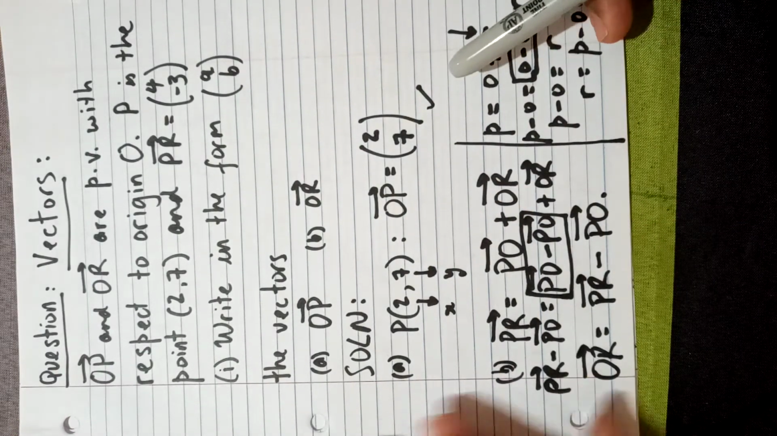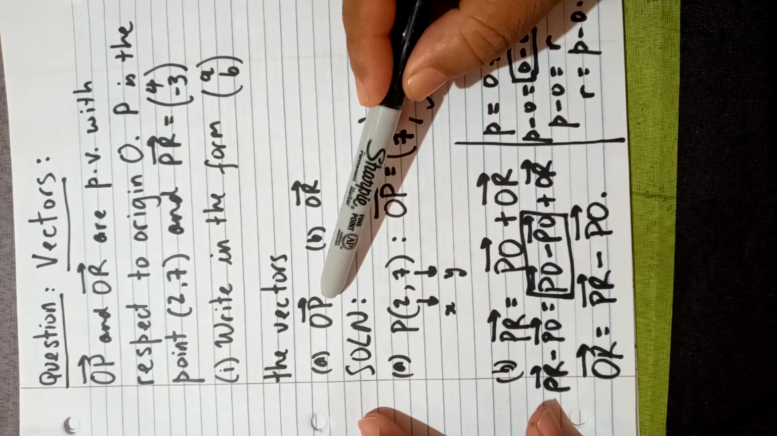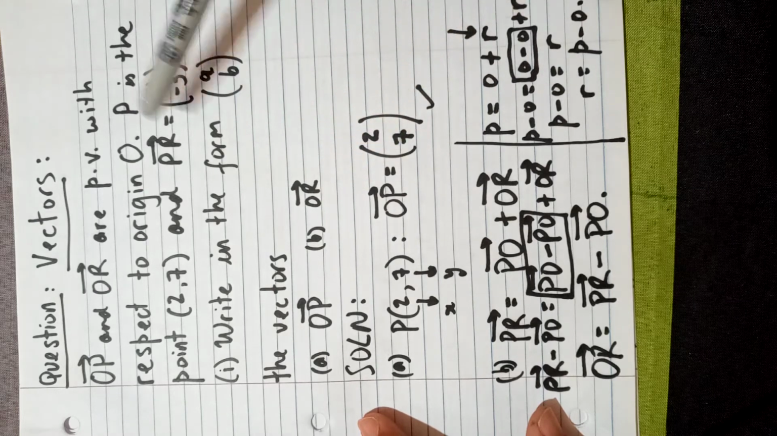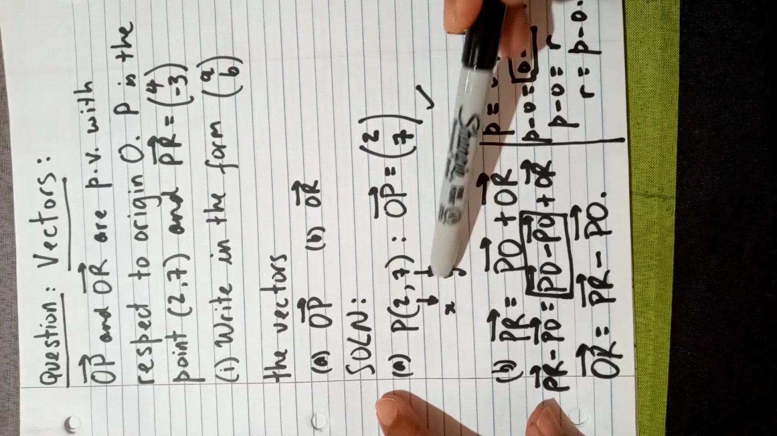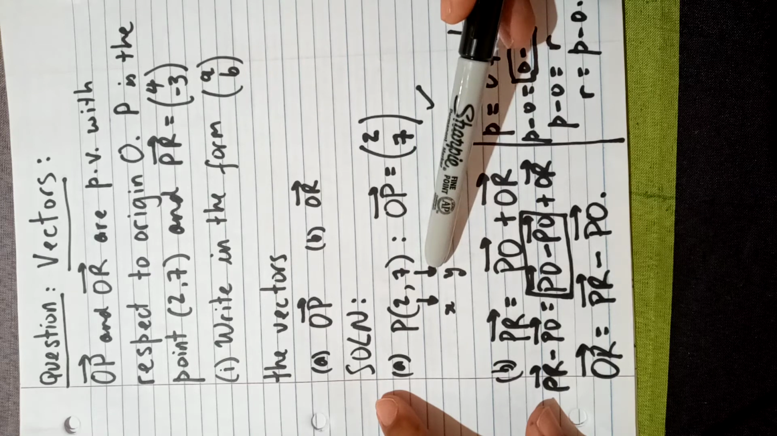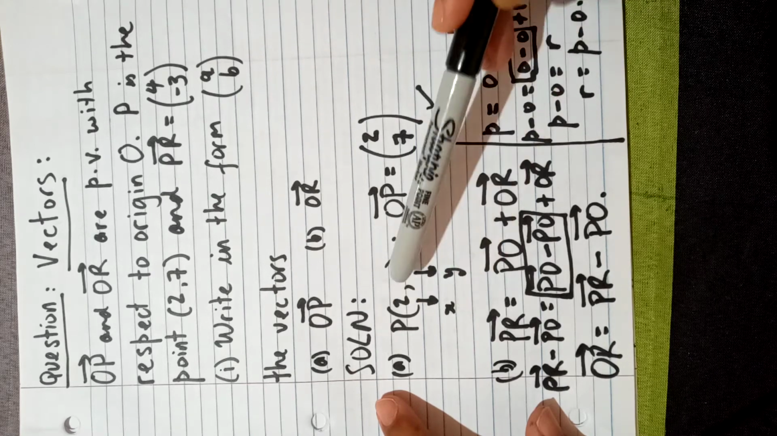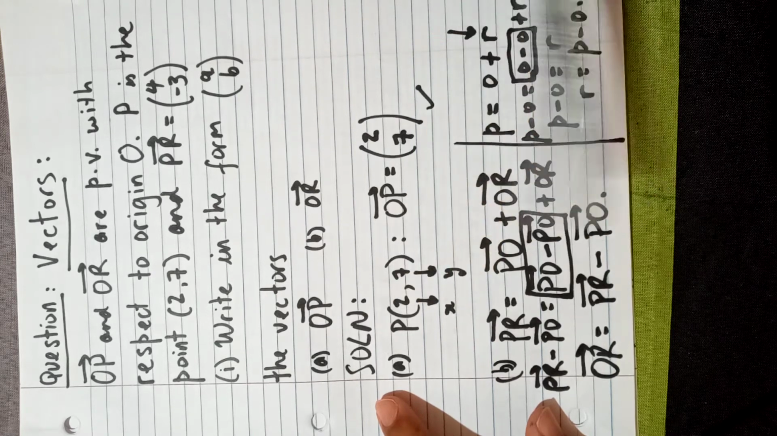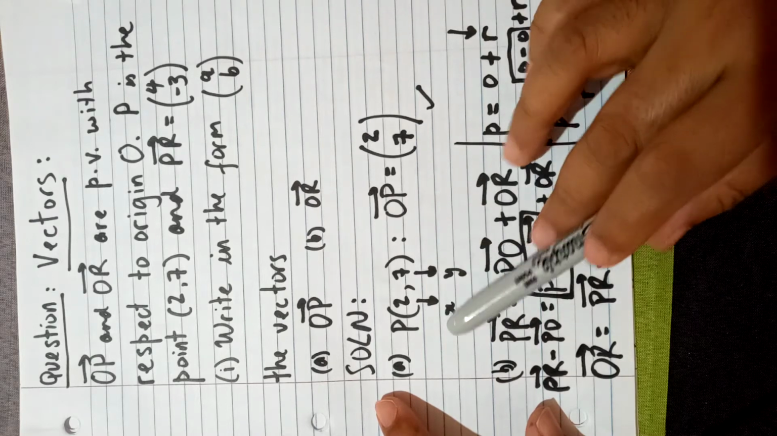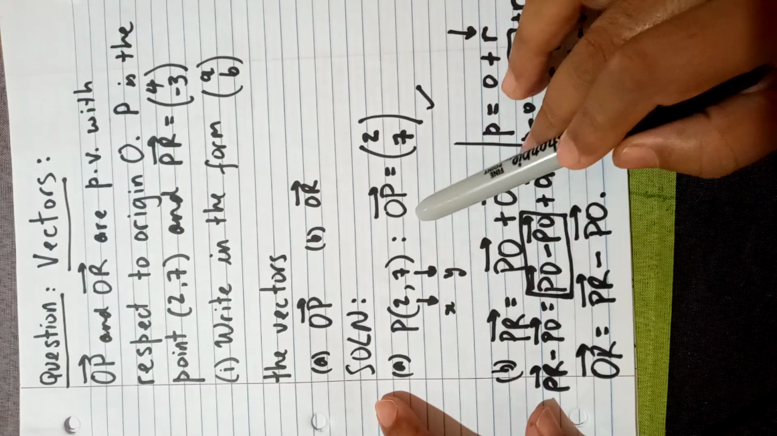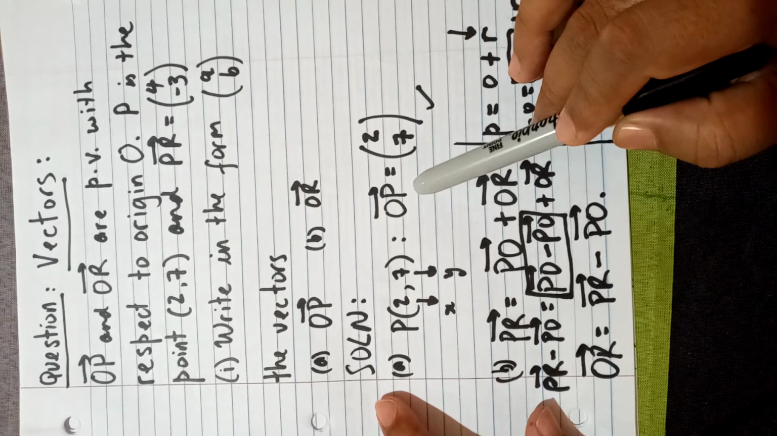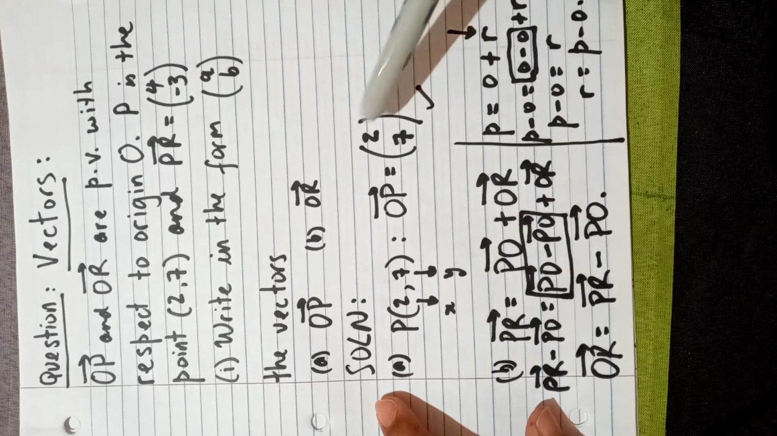So what we have here is OP. Now you notice that P is given as a coordinate. So the 2 is the X value and the 7 is the Y value. Now we can write a coordinate as a position vector, and this is how we write it. We write O to P and then write it as a column matrix (2, 7).